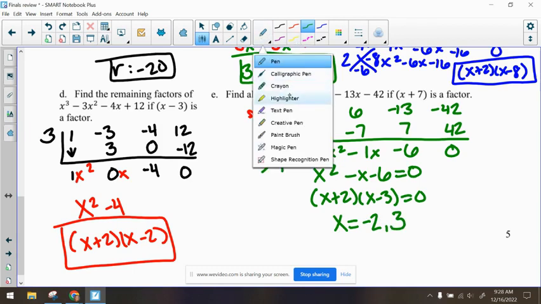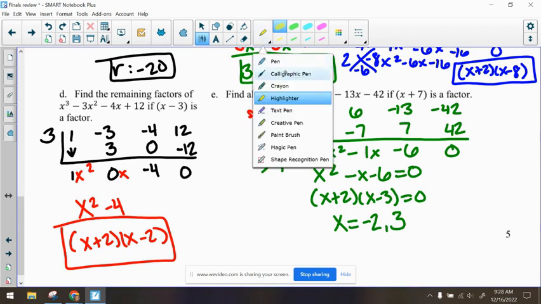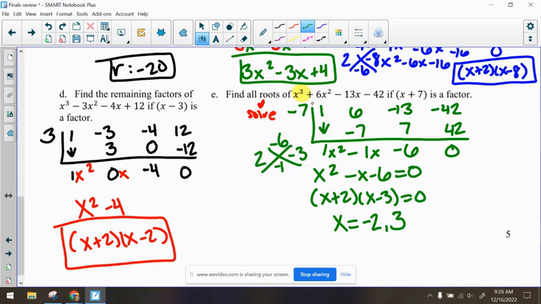Thinking about the problem, this was a cubic. Cubics can have up to 3 roots. So if we ask ourselves, where is that third root? This number out front gives you the third one.